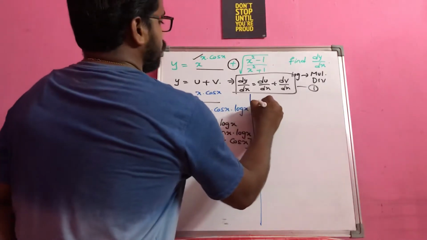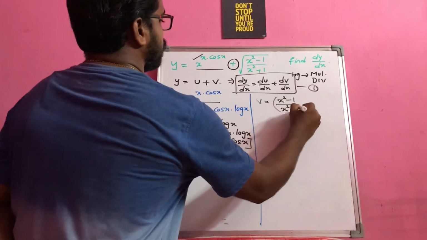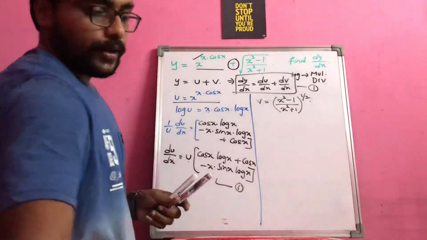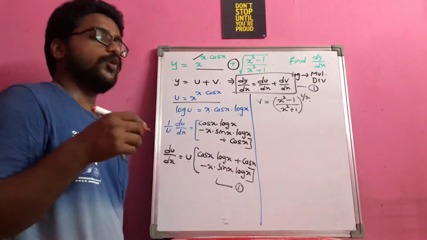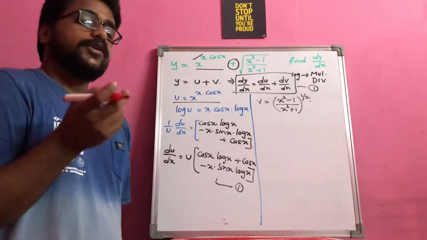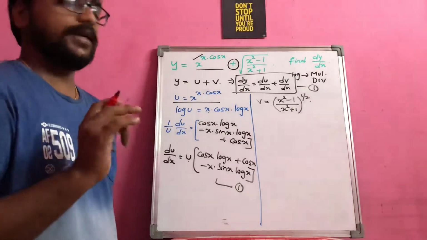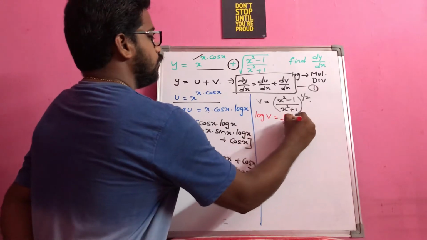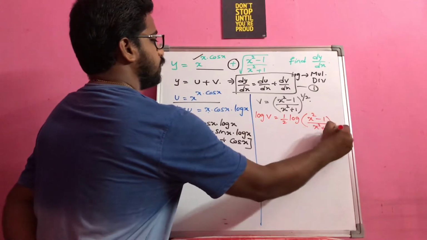Come to the next one. v is equal to x square minus 1 by x square plus 1 whole power half. Now one important point that you have to understand here: whenever you are having square roots, cube roots or radicals, try to represent them in the form of a power so that you have scope for applying logarithm and hence your calculation will become easy. So if I apply log here, log v is equal to half log of x square minus 1 by x square plus 1.